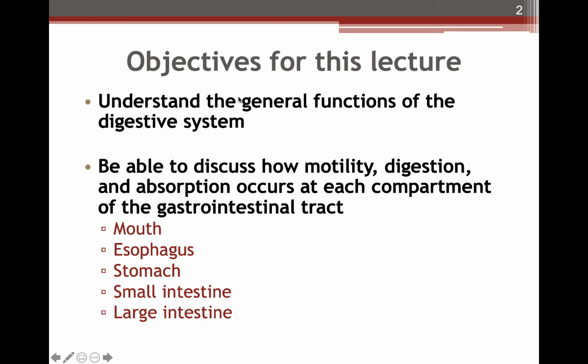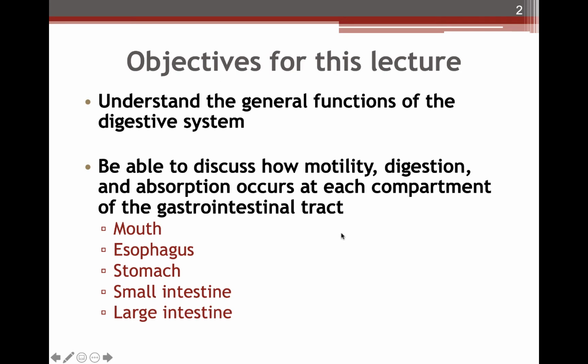So the first part here is just going to be general functions of the digestive system, define some terminology. I'm not going to review the anatomy of the digestive system. That was in the homework that you completed, homework 16. So I'm going to assume that you're good on the digestive system anatomy.